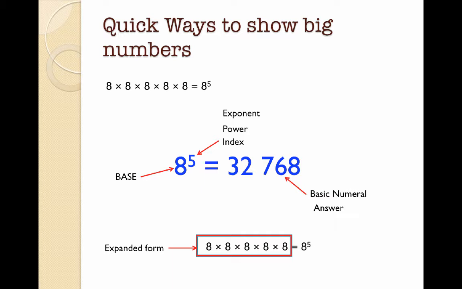Could you imagine if it was 8 to the power of 50 or 100 or 1,000? Not only would the answer be astronomical, but it'd also take a very long time to write it. It's a lot easier writing it in index form. And that's what we call that answer 8 to the power of 5. And sometimes we want you to be able to write in both ways, because the expanded form shows understanding and the index form shows that you know how to write it in a much shorter way.